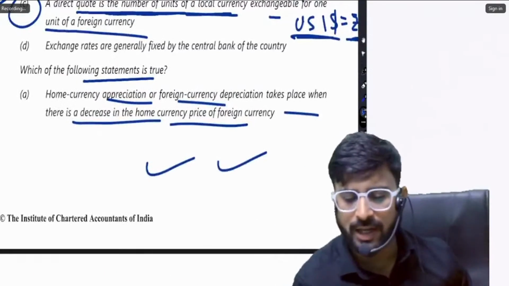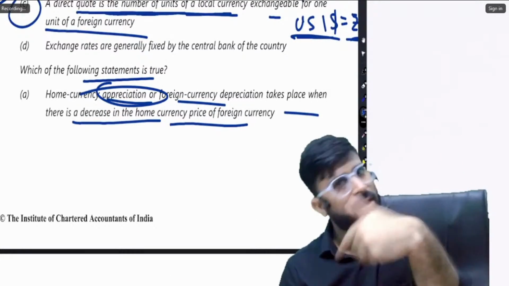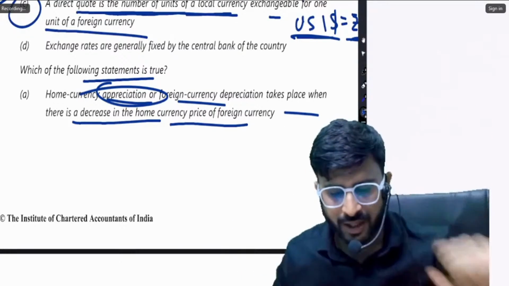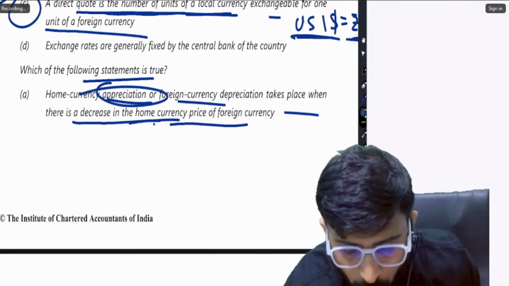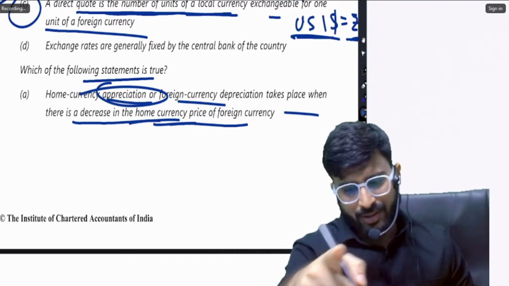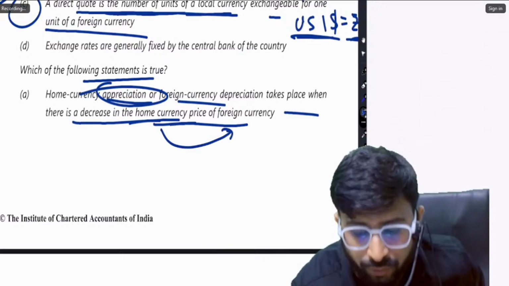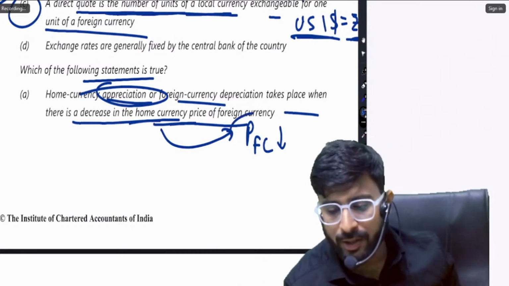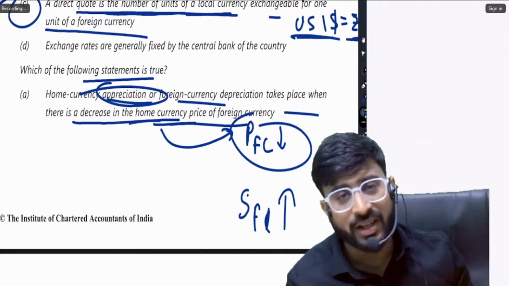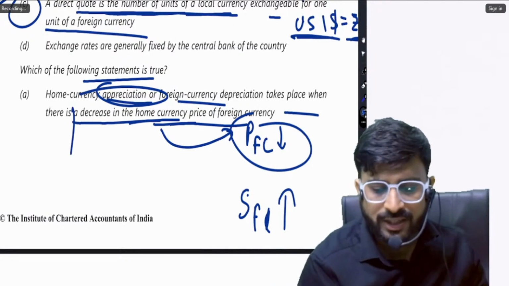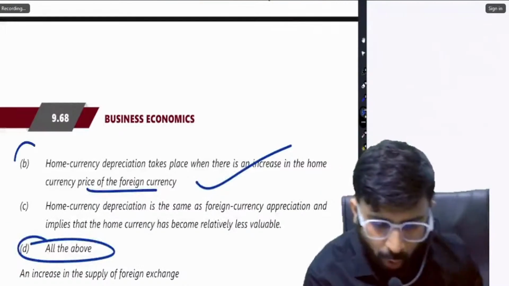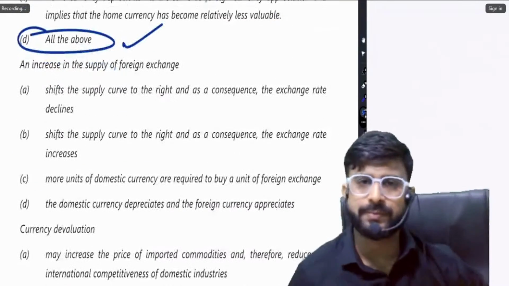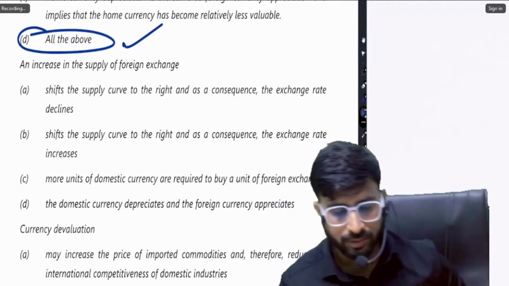Sir, please explain. Okay, I will tell you. What does home currency appreciation mean? Home currency appreciating means the supply of foreign currency has increased. Now see, when there is a decrease in the home currency price of foreign currency, the price of foreign currency has fallen. Why has it fallen? Because the supply of foreign currency has risen, and whenever supply of foreign currency rises, then appreciation takes place. This is what is stated, and exactly the opposite is depreciation. Both are correct. I will not read the third one. All of the above. Let's move on to the seventh one, friends.